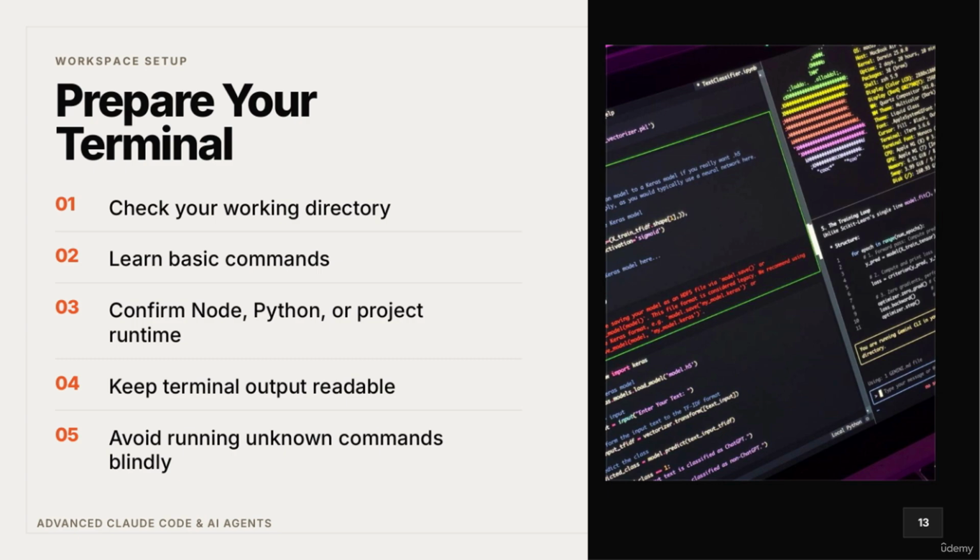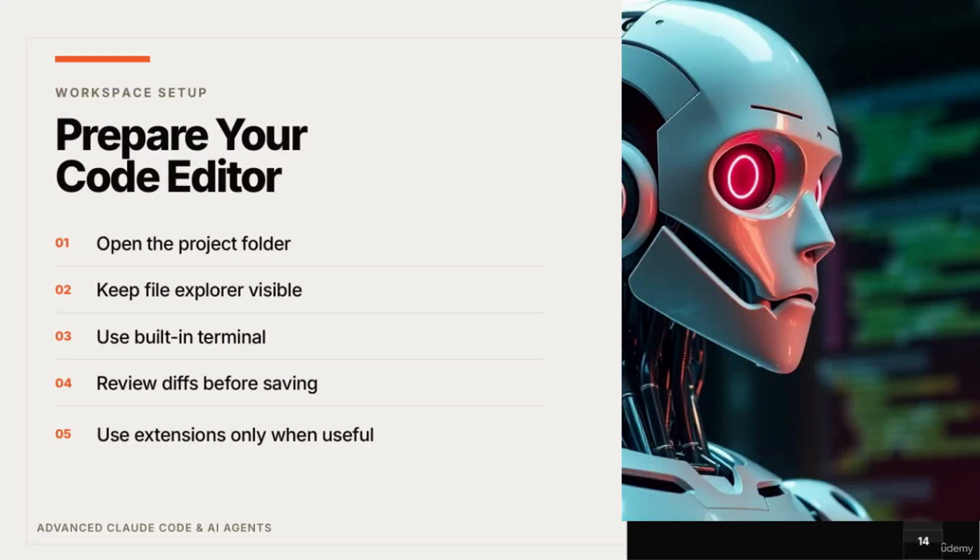You'll also want to confirm that the necessary runtimes like Node or Python, depending on your project, are installed and properly configured. Keeping your terminal output readable is another key practice, as it allows you to quickly identify errors or important information without getting overwhelmed by clutter. Finally, never run commands blindly. Always understand what a command does before executing it, to avoid unintended consequences or security risks. Following these steps will help you maintain a smooth and safe workflow as you work with advanced Claude Code and AI agents.